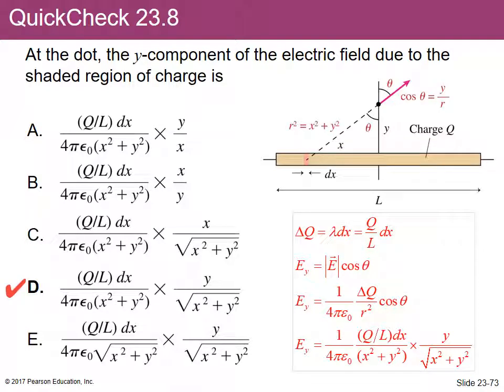As shown by the calculation on the right-hand side, the charge element is lambda dx, where lambda is q divided by L. From the Pythagorean theorem, the distance is the square root of x squared plus y squared. The y component of the electric field is the magnitude of E times the cosine of theta. The magnitude of E is from Coulomb's law, and the cosine of theta is y over r, or y over the square root of x squared plus y squared. Combining these yields the correct answer of D.